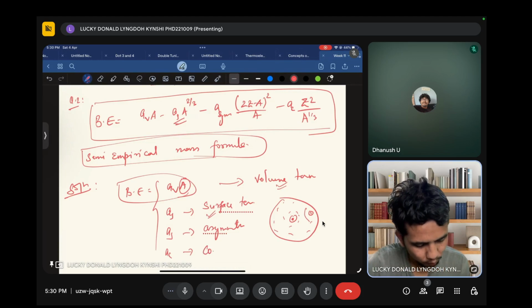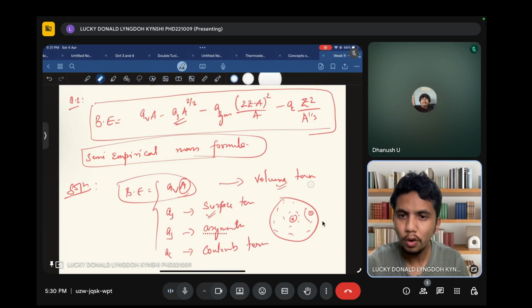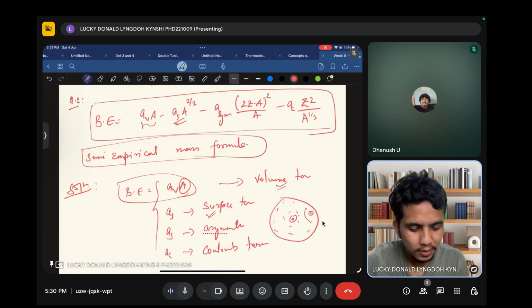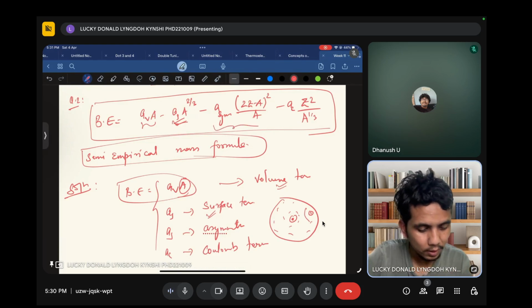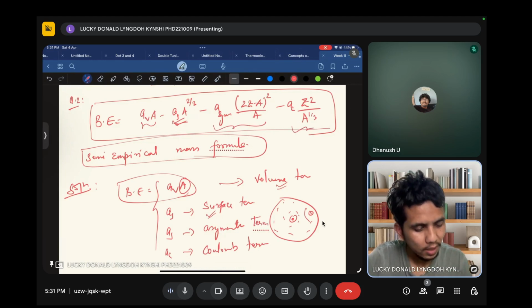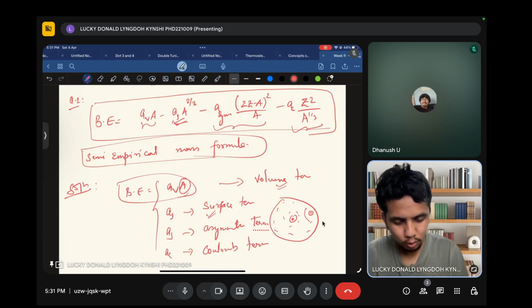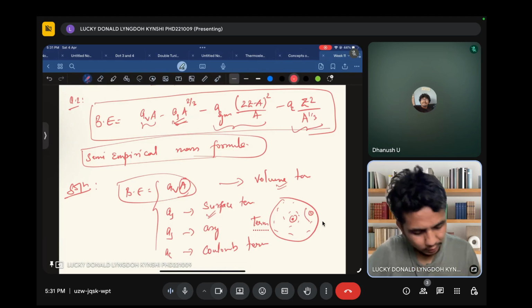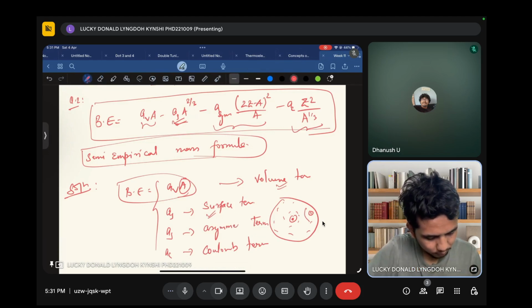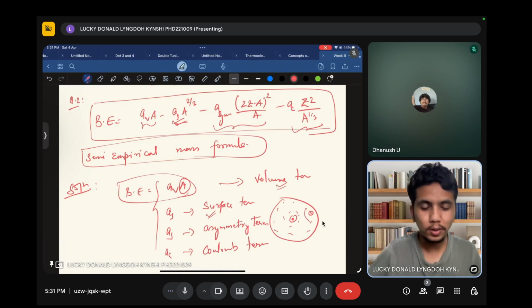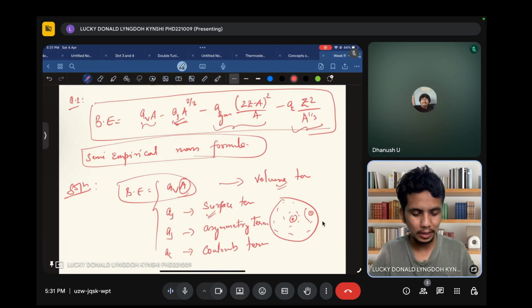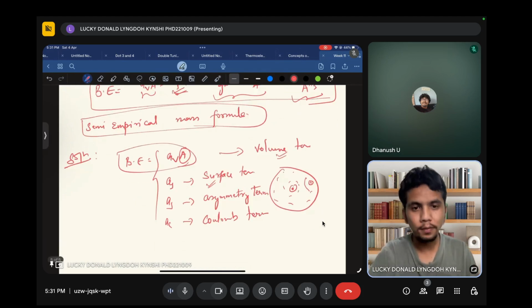So this is called the Coulomb term. The a_V A represents the volume term, a_S A to the power 2/3 represents the surface term, the third term represents the asymmetry term, and finally a_C represents the Coulomb term. So the first part of the question is for you just to write what these terms mean. I'll leave it to you to write a few sentences about what a volume term, a surface term, an asymmetry term, and a Coulomb term are.